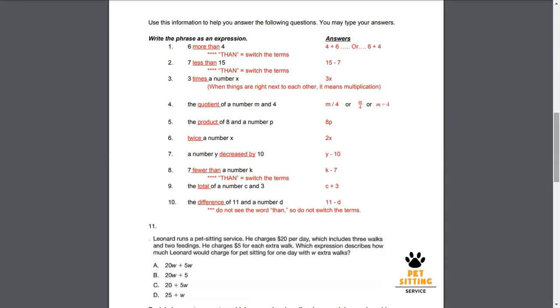Number 5 is similar to number 3, the product of 8 and p, so 8p. Number 6 is also multiplication. Twice is one of those words we know means 2 times, so not just multiplication, but specifically multiplying by 2, so 2x. Number 7, decreased by, and I've kind of put some of these words into a different color, which might be a good strategy for you too.